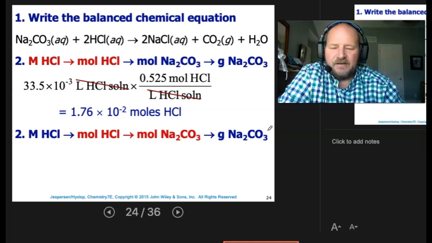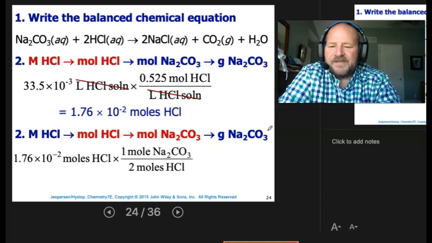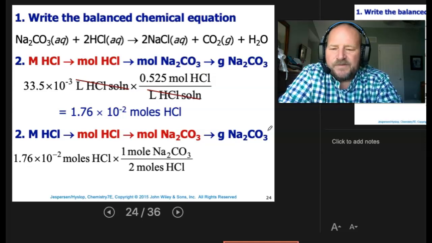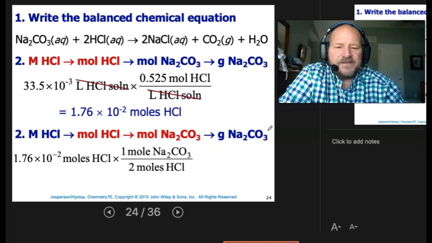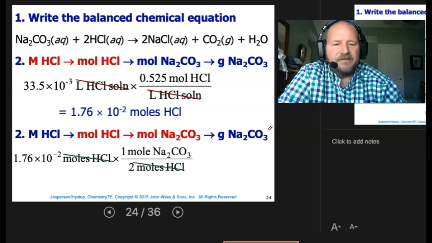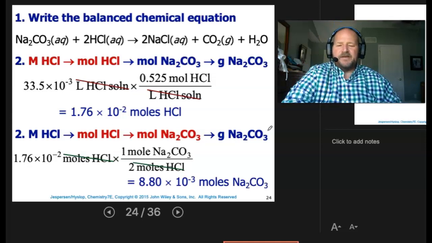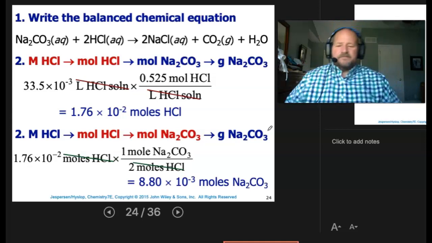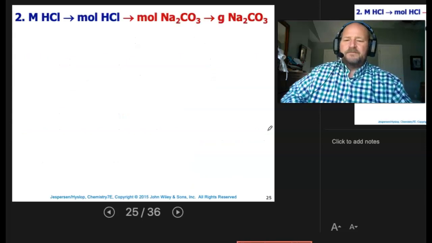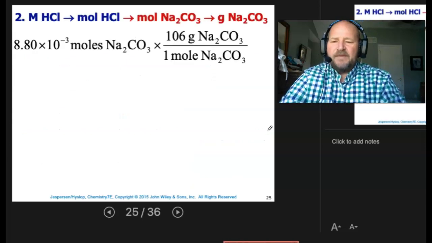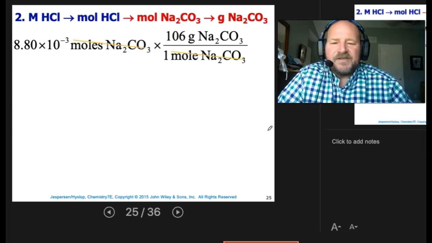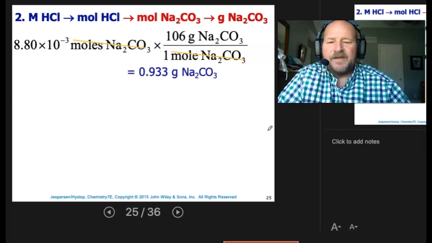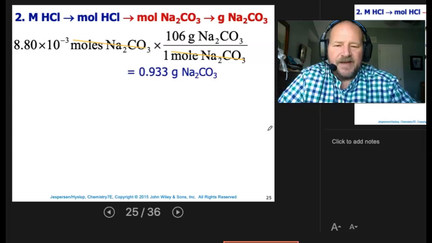Now we'll look at moles of HCl to moles of sodium carbonate. According to our balanced chemical reaction, 1.76 times 10 to the negative 2 moles of HCl times 1 mole of sodium carbonate for every 2 moles of HCl that we use. Moles of HCl will cancel out, and we'll have 8.80 times 10 to the negative 3 moles of sodium carbonate. All right, last step. 8.80 times 10 to the negative 3 moles of sodium carbonate times 106 grams for every mole. That means we have 0.933 grams of Na2CO3.